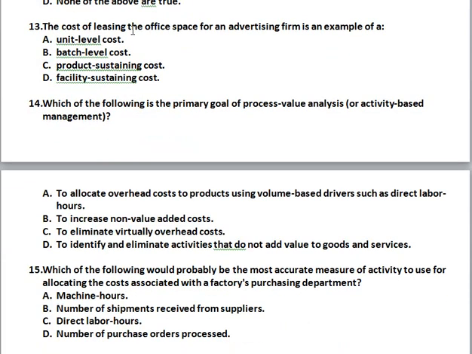13 says the cost of leasing office space from an advertising firm is an example of, and that would be a facility sustaining cost. Okay, so operating the factory or the facility, so leasing a space would be a facility sustaining cost. The only way to get rid of the lease would be to shut the advertising company down, so facility sustaining.